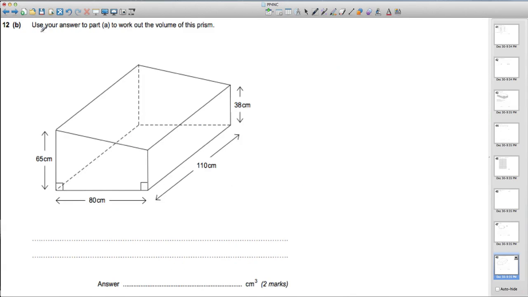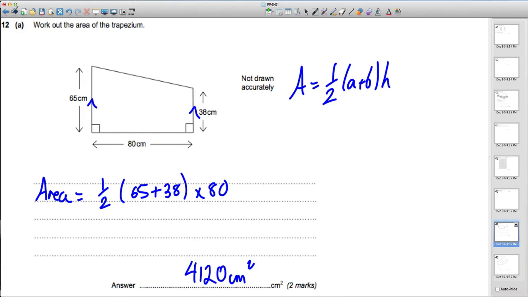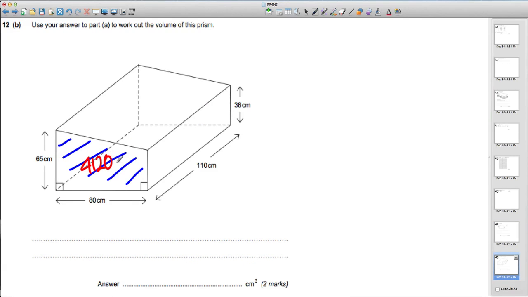And then for part B, use your answer to part A to work out the volume of the prism. Volume of the prism is the area of the surface times the depth. Well, it's the same trapezium as in the last question. So it's 4120, the front surface here, multiplied by 110. And the answer is 453,200 centimetres cubed. And you're done. That's nice and easy.